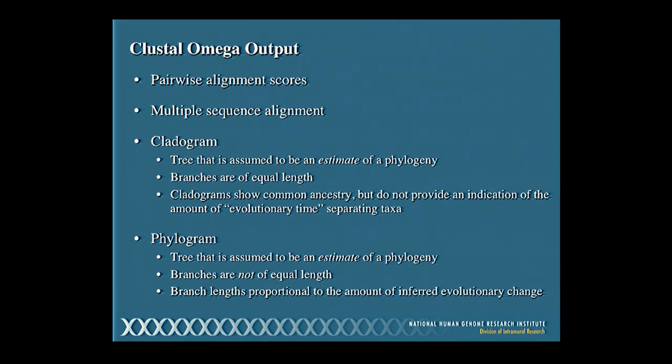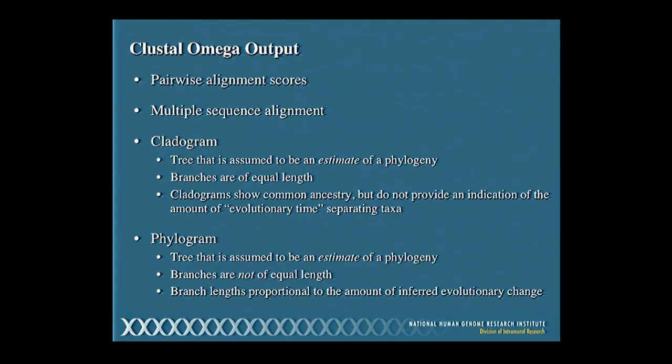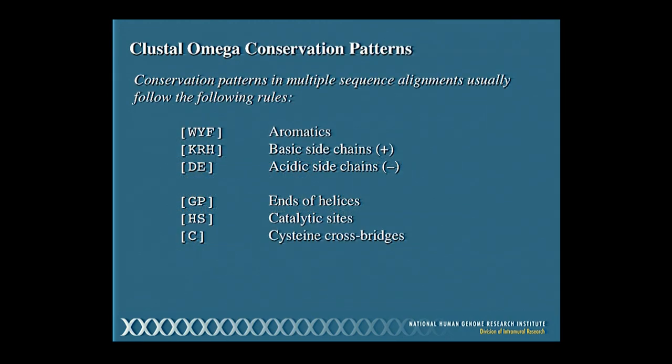So it gives you a branch structure. All of the branches are of equal length, so you don't have a sense of evolutionary time here. It gives you a first glance at common ancestry, but again, we don't have a sense of how much time has elapsed that separates each one of the taxa on the tree. The phylogram's a little bit better. Again, an estimate of the phylogeny, but the branches are not of equal length, so the branch lengths are each proportional to the amount of inferred evolutionary change.